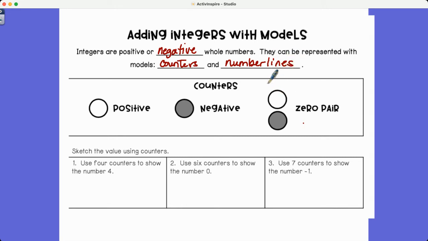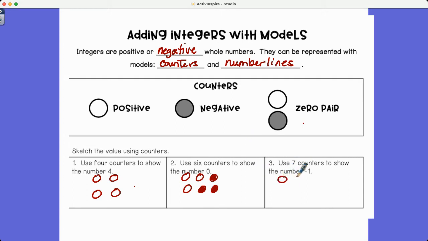So it wants us to sketch showing the number 4. 4 is a positive number, so we are going to just draw 4 counters. Then question number 2 is asking us to use 6 counters to show the number 0. If I use 3 positive counters, I need to use 3 negative counters because these form what we call a 0 pair. I can match them up and they 0 each other out, one positive to one negative. And then we're going to use 7 counters to show negative 1.